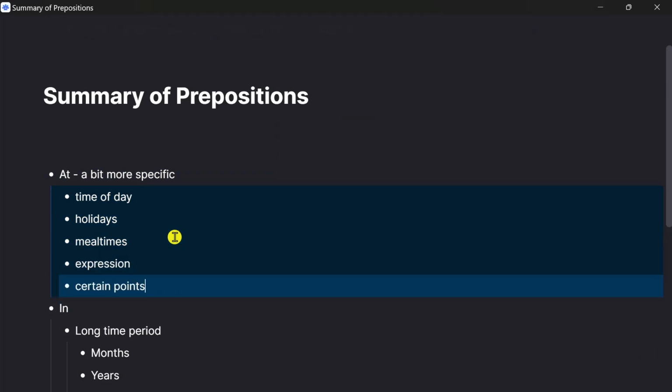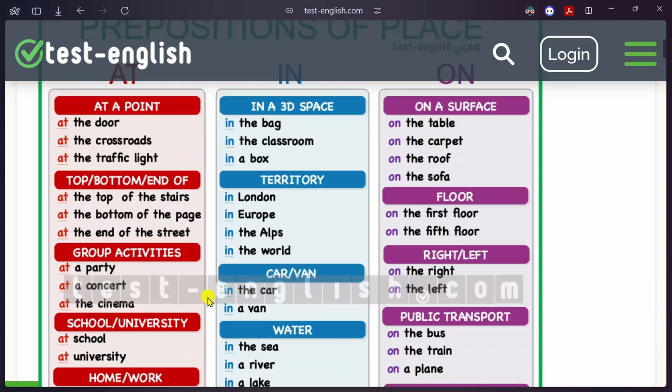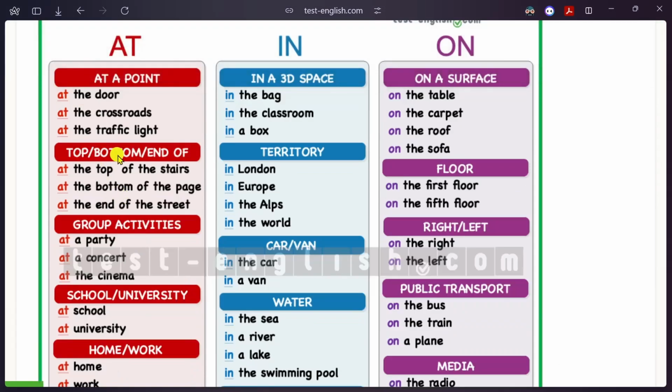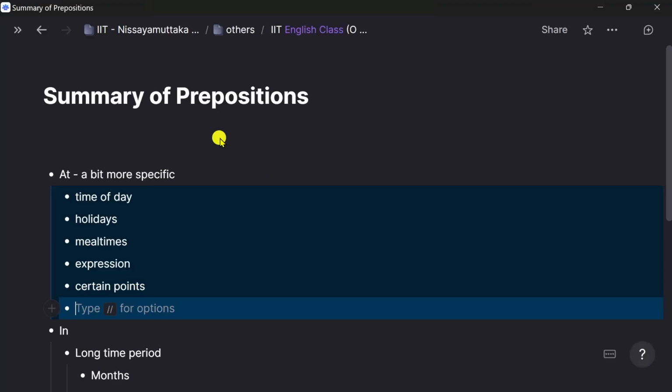Certain points. Okay. Top, bottom, or end. So you see, it's a specific location. Again, it's a specific location. At the top of the stairs. At the bottom of the page. At the bottom of the screen. At the end of the street. You see, it's quite more specific. So you use at. Okay? So top, bottom, and end.